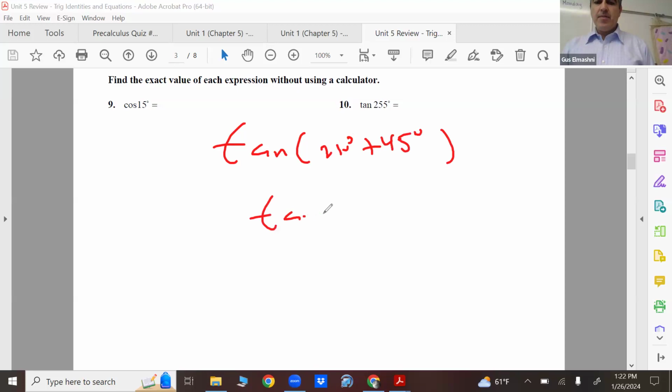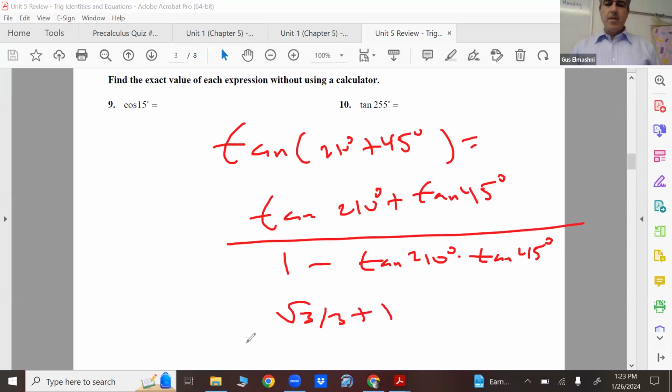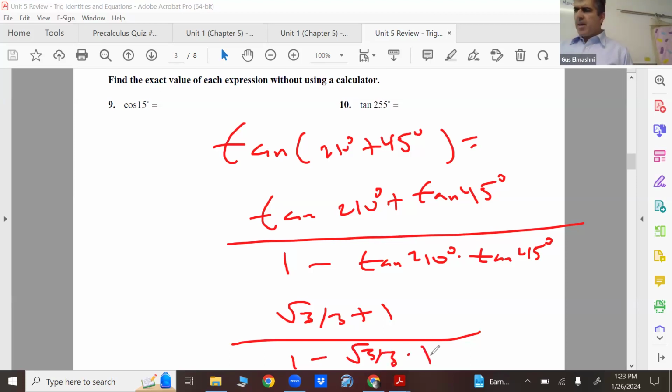So that's going to be tan of 210 plus, because that's part of the form, which was behind me, plus tan 45 degrees over 1 minus the product of those two. And if I use the unit circle correctly, that should be root 3 over 3 plus 1 over 1 minus root 3 over 3 times 1. And there you go. And you can leave it like that. Totally leave it like that. It's totally fine.